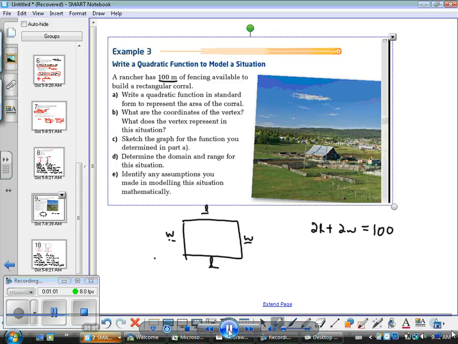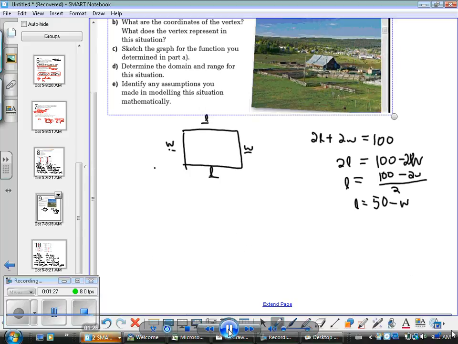Now we want to have them expressed in terms of the same variable. So let's take that and solve for L. 2L equals 100 minus 2W. If we divide everything by 2, L equals 50 minus W. So if instead we want to call them X, let's let X equal the width, and then 50 minus X is going to be the length.